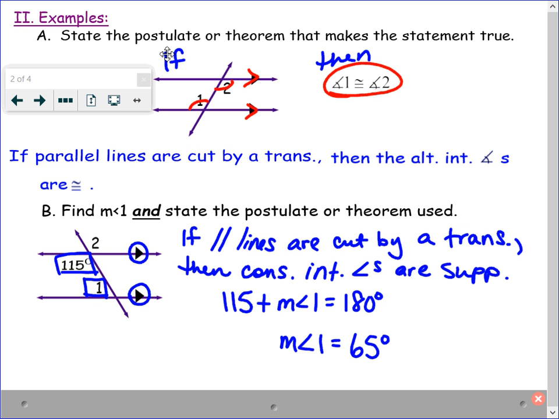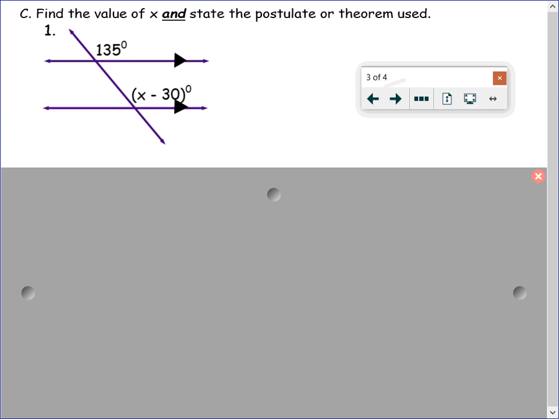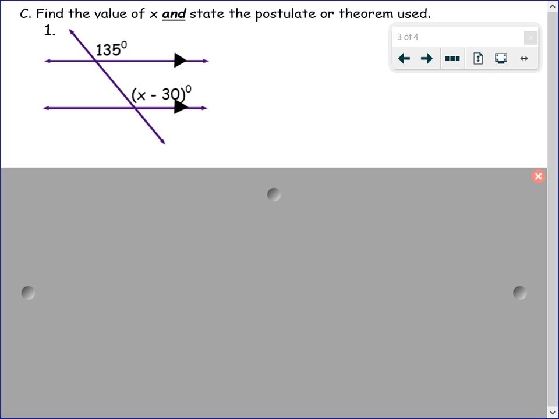We're going to continue in the same vein, except now we're going to look at a situation where part of the angle is missing. Not all of angle 1, but part of it. So it becomes an expression, but it's still the same. We're going to calculate the value of x, and we're going to state the postulate or theorem used. Again, I am going to really push for you to write the postulate or theorem first, only because if you can identify that up front, then you can do the algebra a little easier. Otherwise, you're repeating yourself, so why not just get it done?